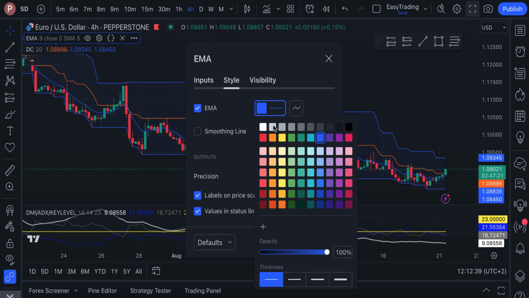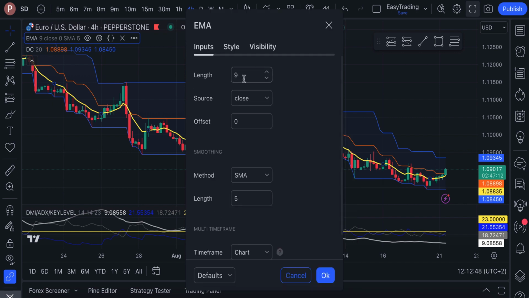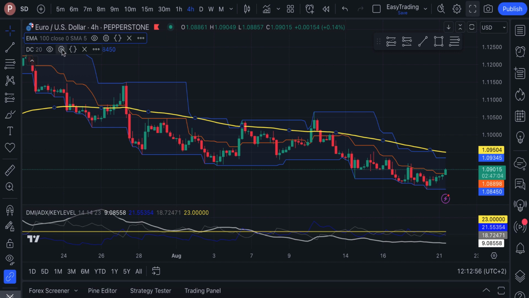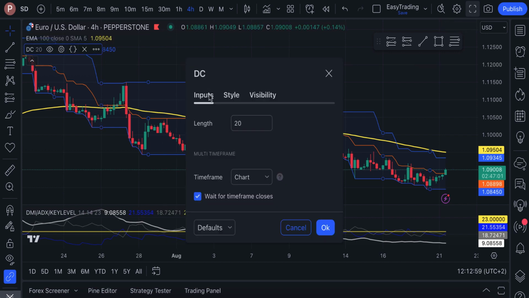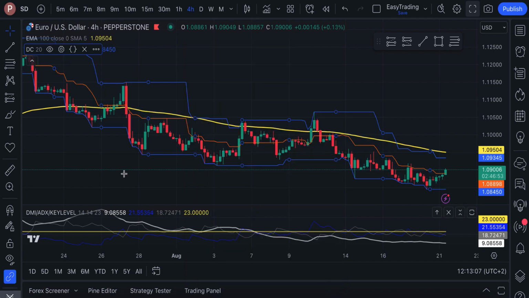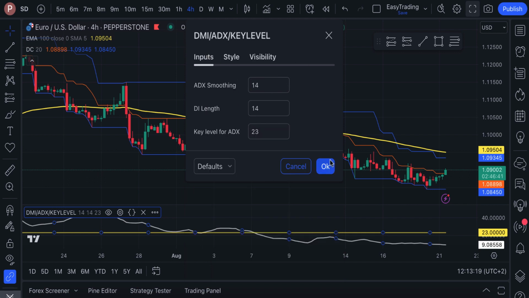Click on Settings of the EMA and then on Tab Style and change the color to yellow. Now click on Inputs and change the length to 100. For the Donchian Channel we will use the default settings. Finally, on ADX indicator click on Tab Style and uncheck plus DI and minus DI. Now, our chart is ready.